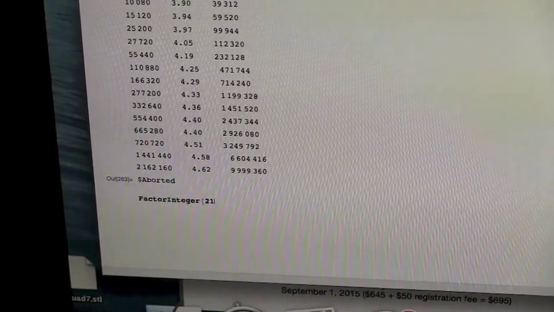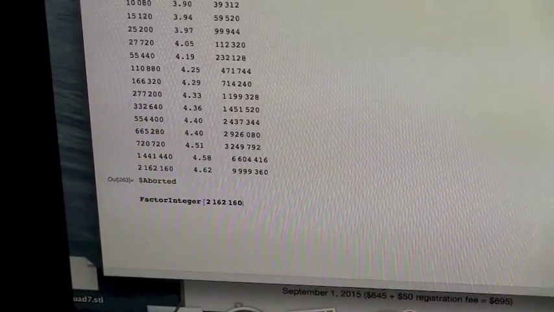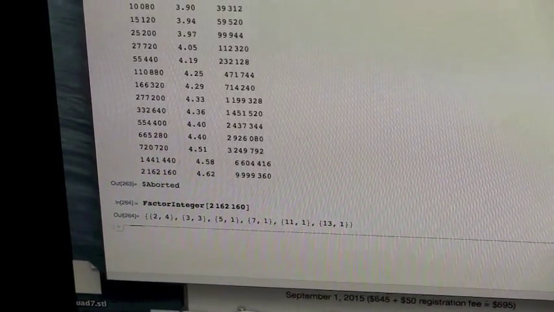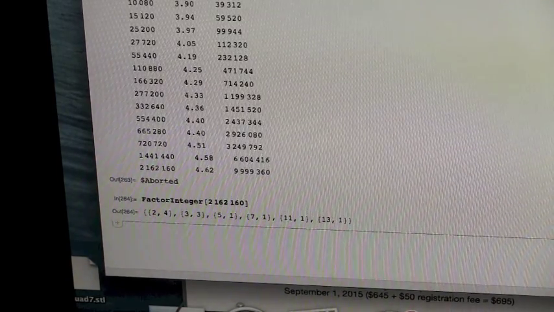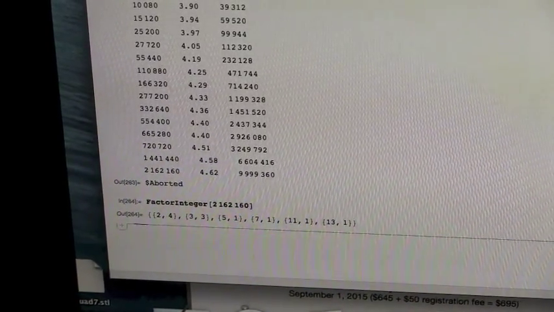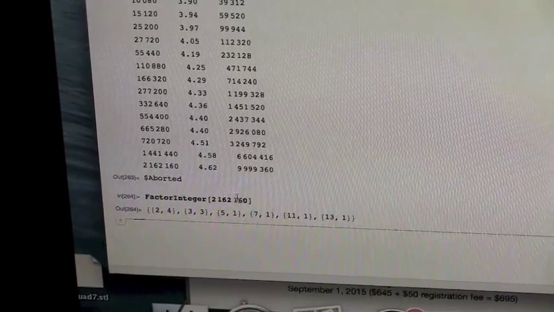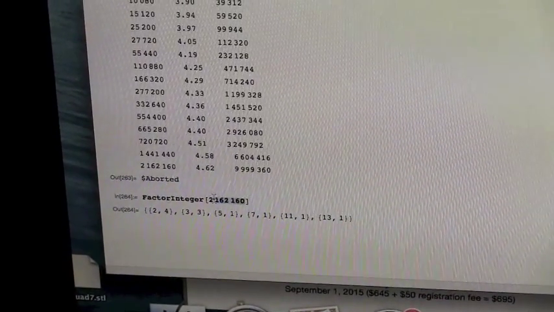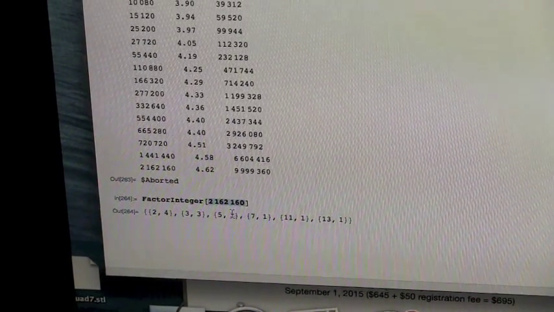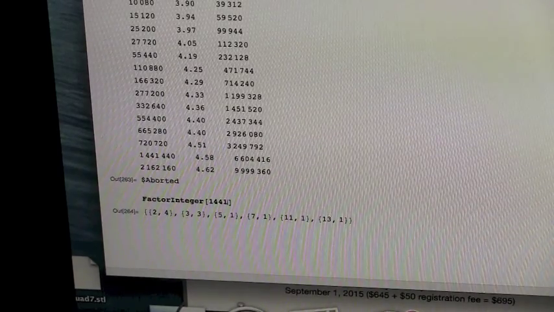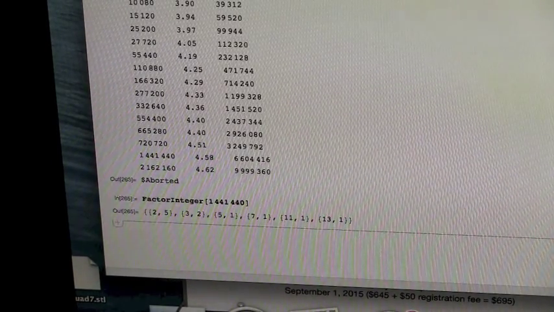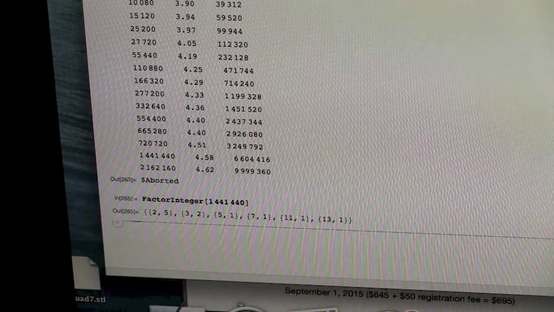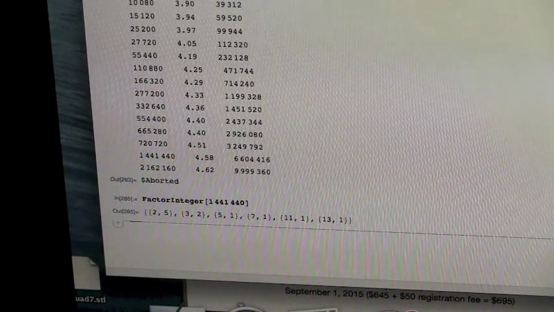2,162,160. That's the number there? Yep. So what does that mean? 2, 3, 5, 7, 11, 13. Those are some of the first primes. 2 to the 5th, 3 squared, 5 to the 1, 7, 11, 13. Wow. Cool. We're using the first 6 primes.